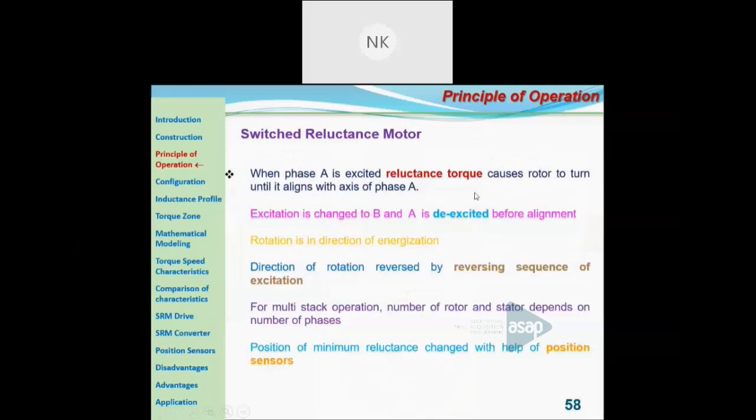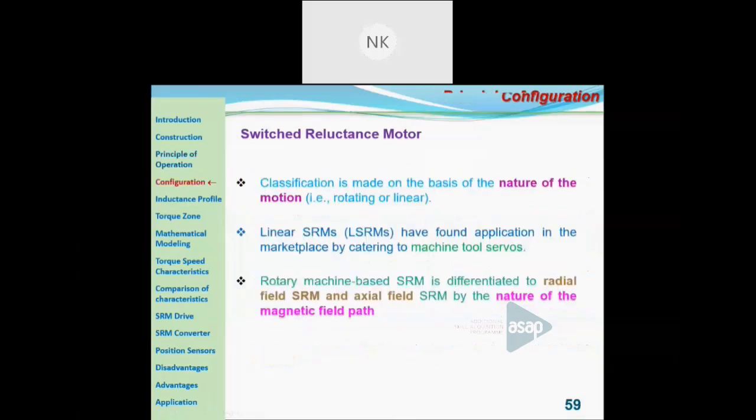So when A phase is excited, reluctance torque causes the rotor to turn and it aligns to the axis of phase A. Then the excitation is changed to B and A has to be de-excited. Then the rotation is in the direction of energization. Suppose you want to reverse the rotation, then you have to reverse the sequence of excitation. If it is ABC, you can have ACB also. So you always need a rotor position sensor.